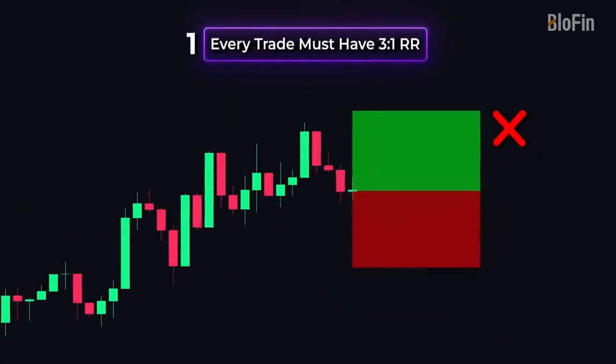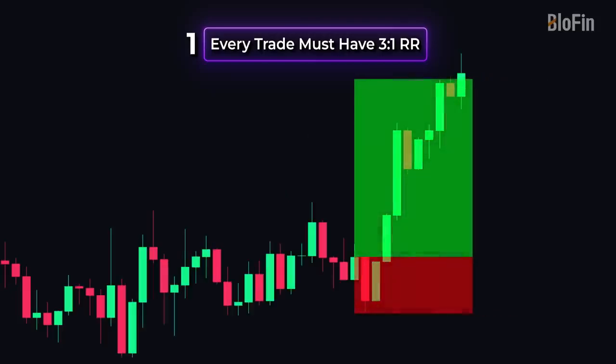Now, here's an example of a trade I'm not willing to take. Notice how this setup only has a 1-to-1 risk to reward. What that means is, if I'm risking $20 on this trade, my potential profit would only be $20, which is not enough. And that's why every strategy I'll teach later in this video will have at least a 1 to 3 risk to reward.